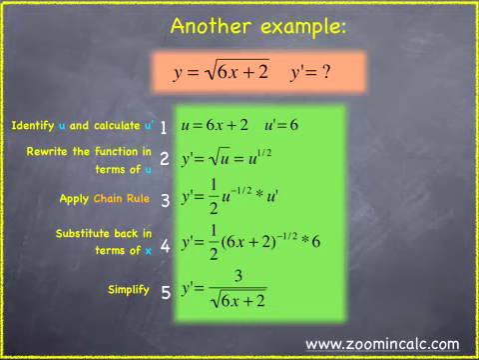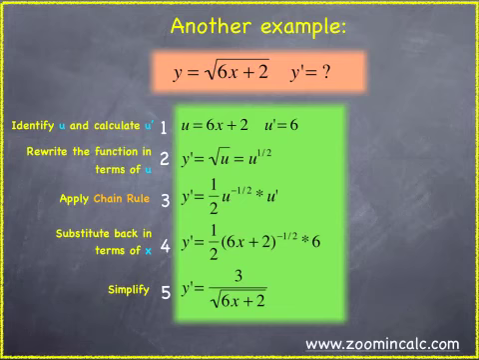Step 2, rewrite your function in terms of u. Now if you do that, you have square root of u. But you really want to write that as u to the 1/2, knowing your exponent rules. And the reason is power rule would be something to the n. So u to the 1/2 is u to the n. We can take the derivative of that.